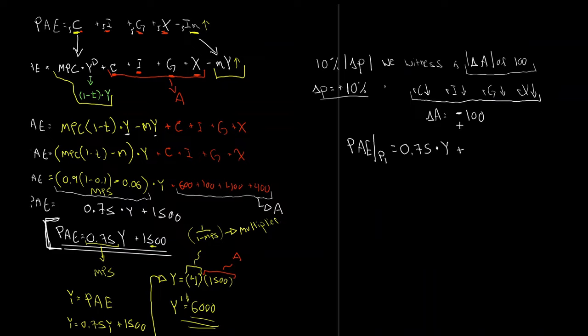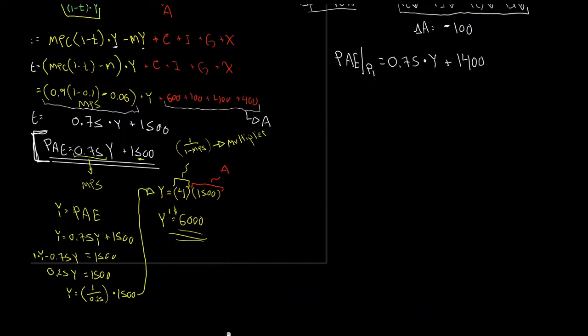Plus, well, we did have a change in our autonomous, right? Change in autonomous of negative 100. So it used to be 1,500. It decreased by 100, so we now have 1,400. Well, how exactly does that work out? Well, we can solve for that, and we can also visualize it. Let's maybe visualize it first so we can get in our mind what we're expecting as our answer.